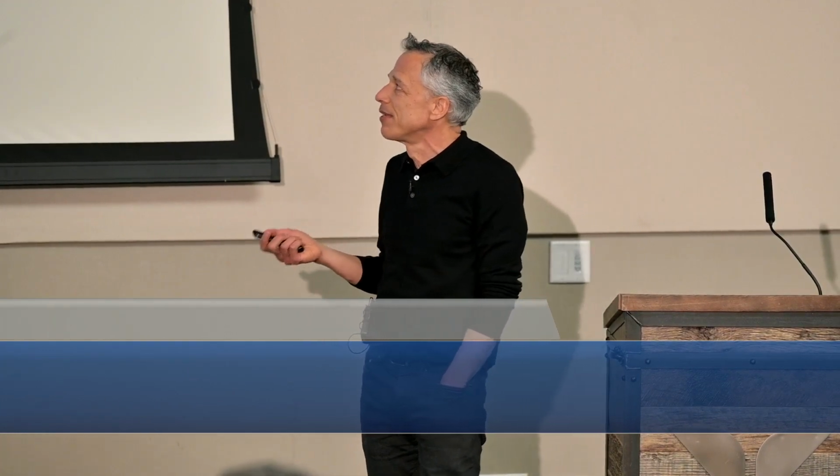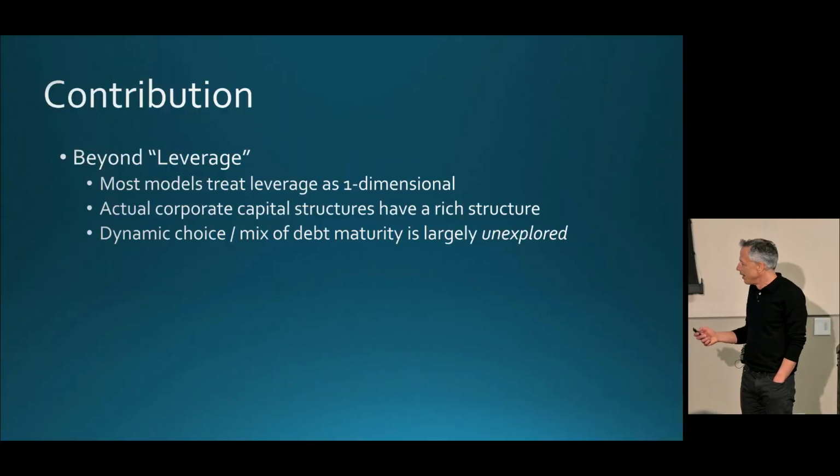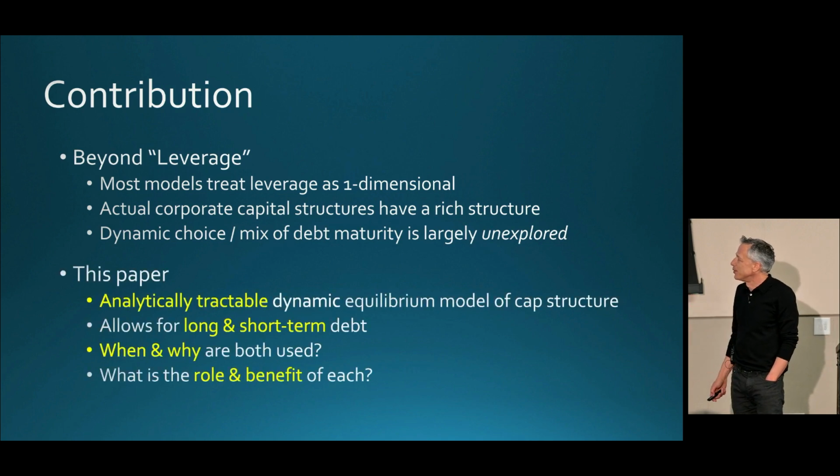All right, so most of our models tend to treat leverage as a one-dimensional variable, right? How levered is the firm? If we look at actual corporate capital structure, it tends to have a pretty rich and nuanced structure attached to it. And this dynamic choice of the mix of debt maturity is, I would say, largely unexplored in the literature. And that's what this paper tries to tackle.